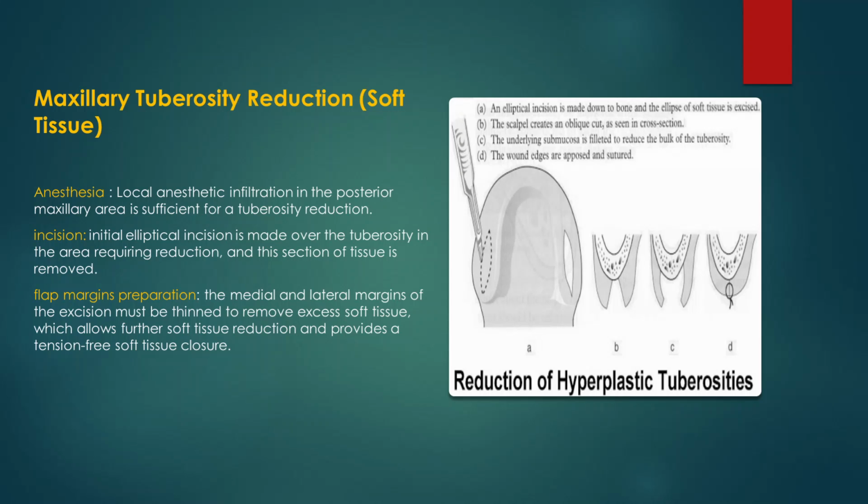After we have finished the elliptical incision, we excise the soft tissue, as we can see in B. Then we do lateral and medial thinning of the soft tissue in order to remove more soft tissue and to provide tension-free soft tissue closure, as we can see in D.